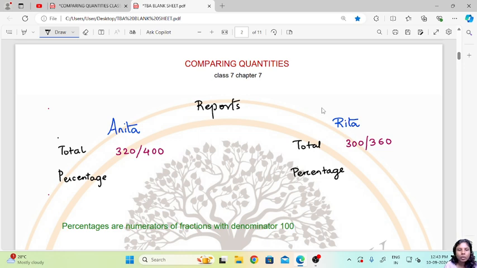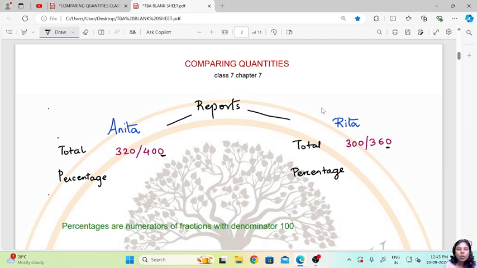Now if we want to compare the marks of these two students, can we directly compare them? No. Why? Because the total of both of them is varying. Anita has a total of 400 whereas Rita has a total of 360. So their denominators are varying, which tells us that one factor is varying. We are comparing their marks, and the second factor that is varying is their total marks.